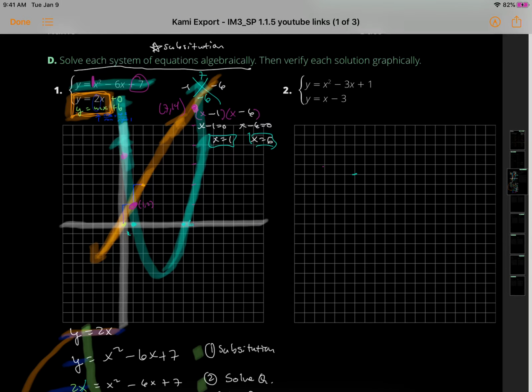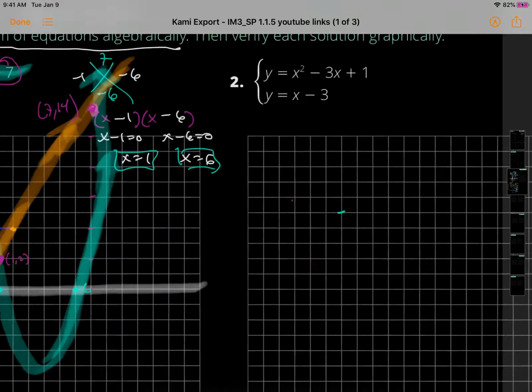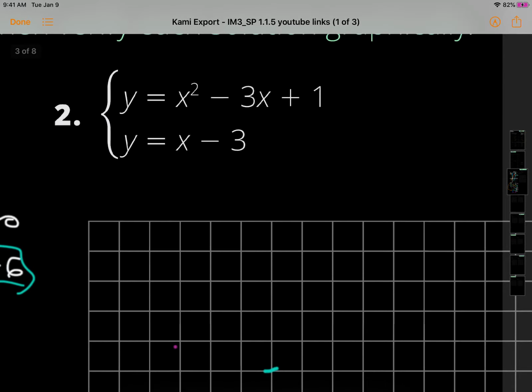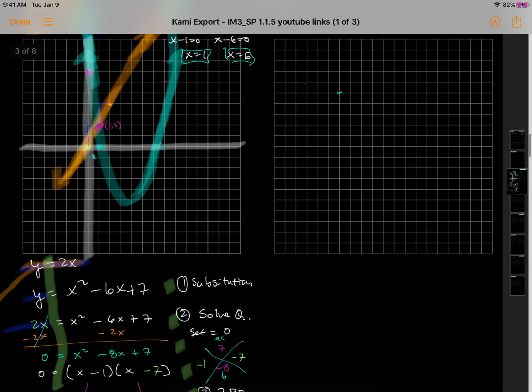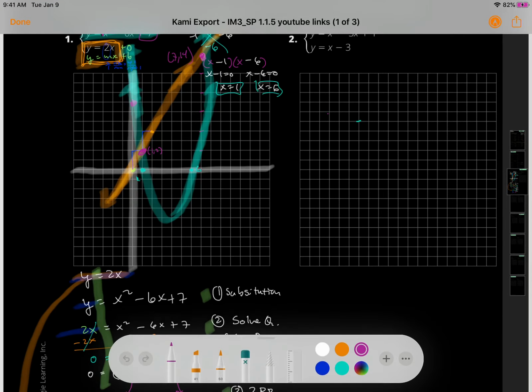Solve each system of equations algebraically, then verify each solution graphically. So we're going to solve the systems by substitution. How did I know by substitution? You'll notice that both those equations, the quadratic with the power of 2 and the one to the first power, are both equal to y. So let me go ahead and write down those problems below, and we can work on this.